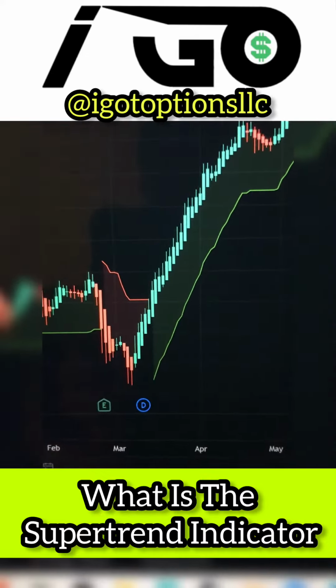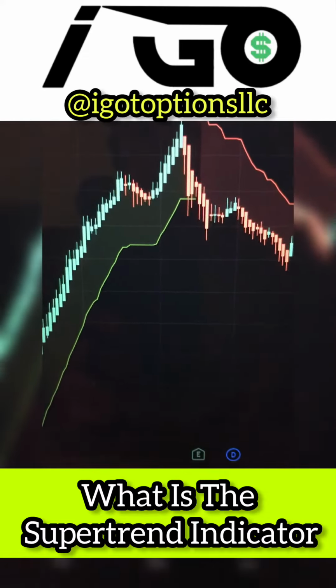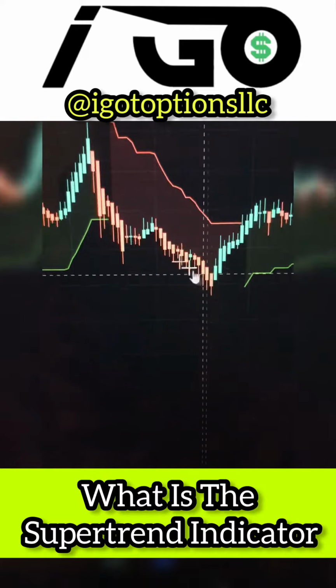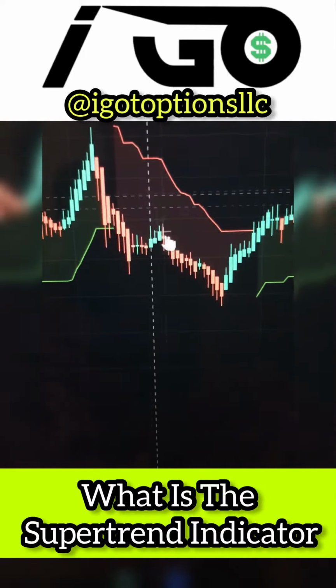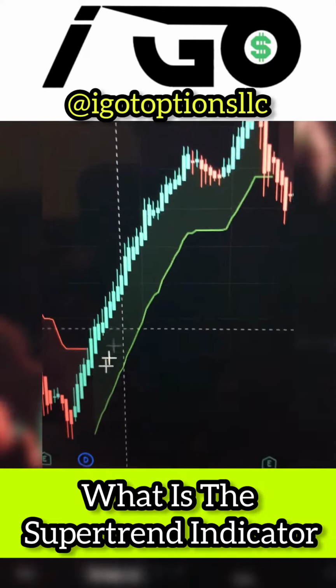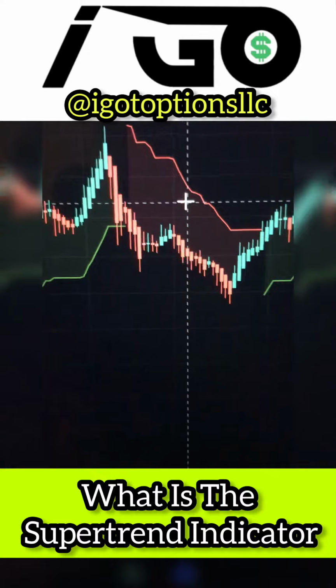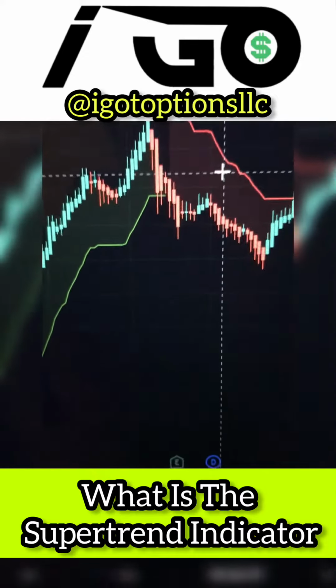This also applies when a stock is in a downtrend. When we see the stock in a downtrend, this indicator is going to show us a red line with this little red area above the stock's price. Whenever we see a stock in an uptrend, this indicator is going to show us this green line, and whenever we see a downtrend, it's going to show us this red line. That's the general concept of how this indicator works.